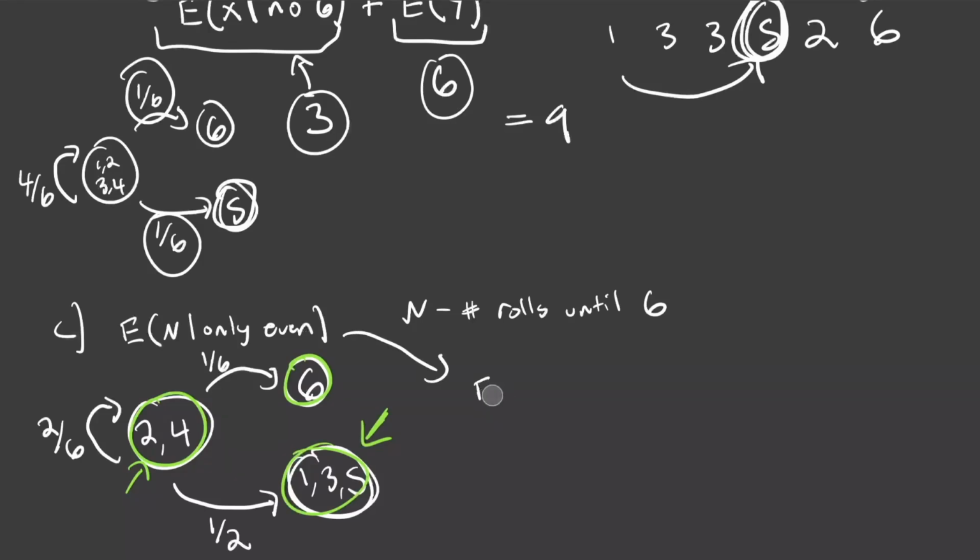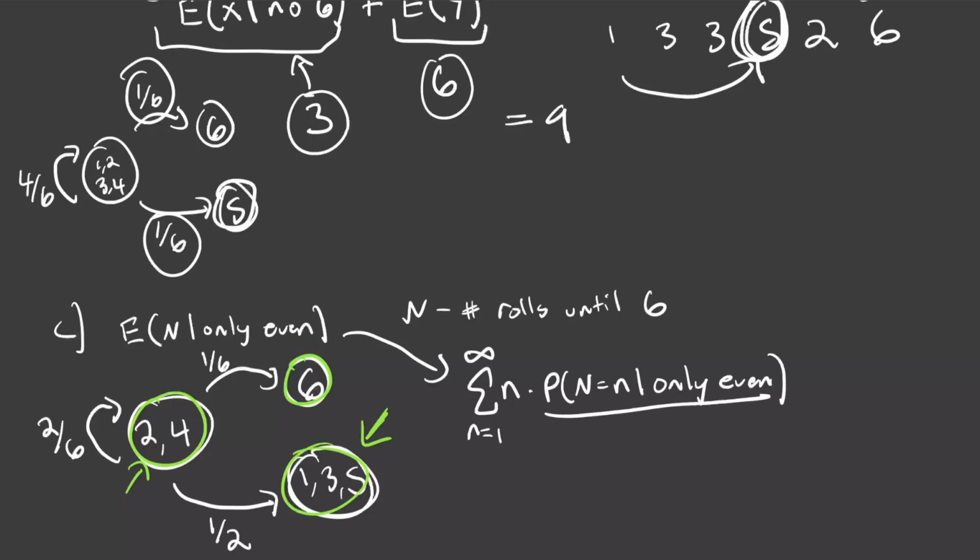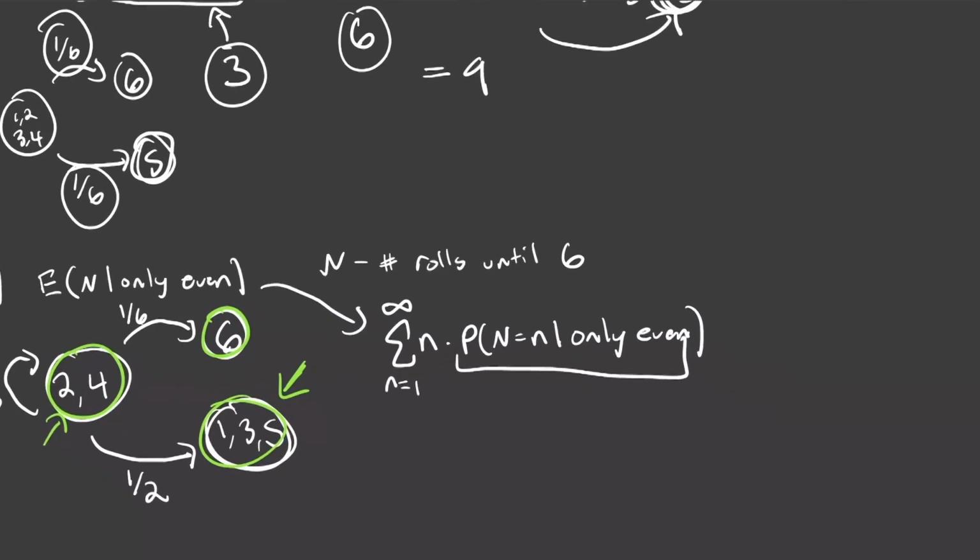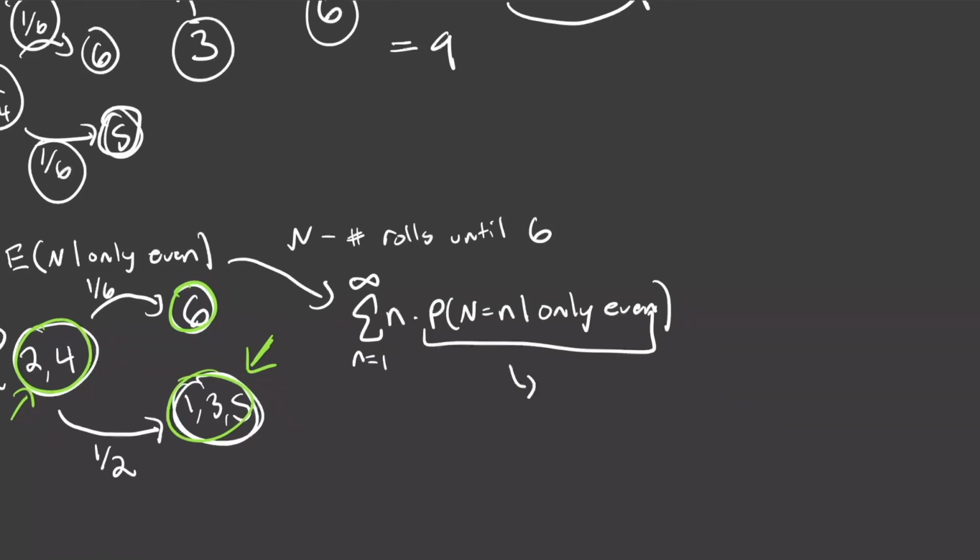The expected value of n given only even is just the sum over all the possible values that n can take. It can take values from 1 to infinity of n times the probability that n is equal to little n, given that we've only seen even numbers. So now, what is this probability distribution right here? This is just conditional probability. We know the definition of conditional probability.